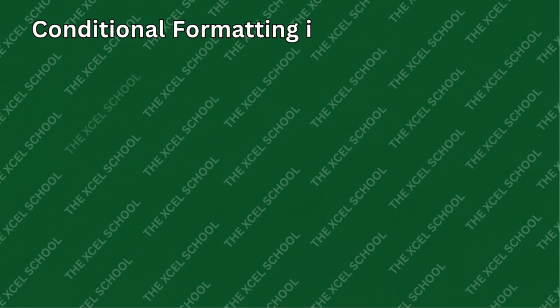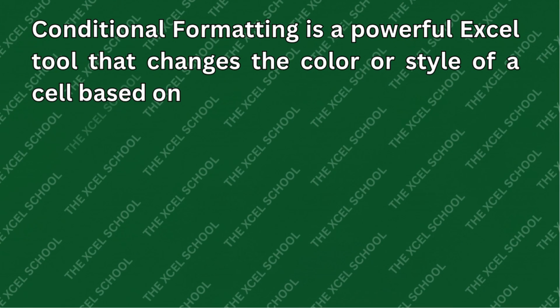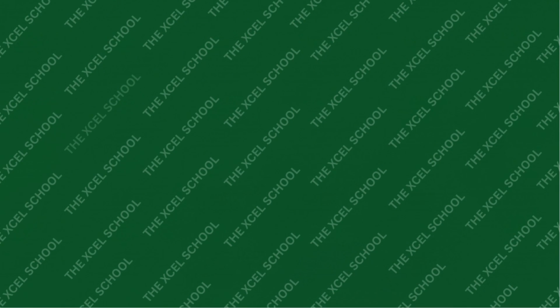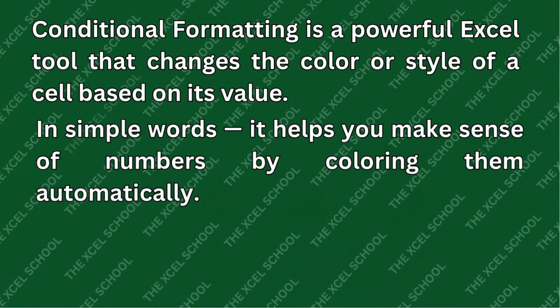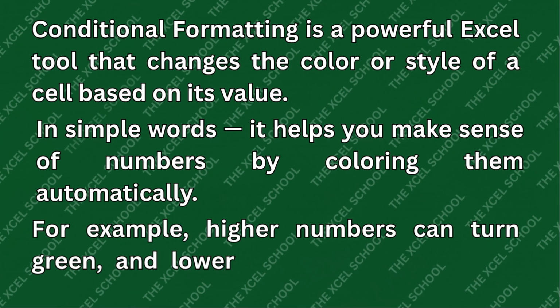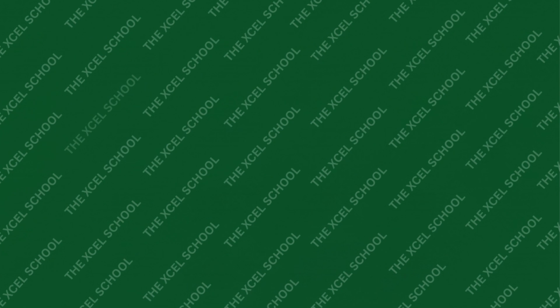Conditional formatting is a powerful Excel tool that changes the color or style of a cell based on its value. In simple words, it helps you make sense of numbers by coloring them automatically. For example, higher numbers can turn green and lower ones red, giving you instant visual insights.